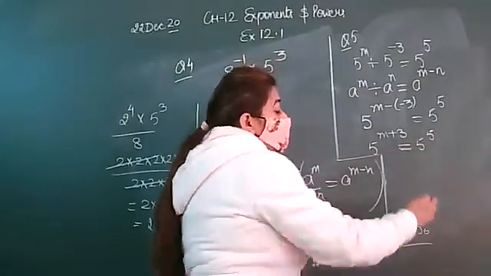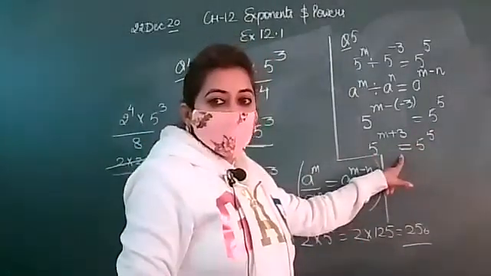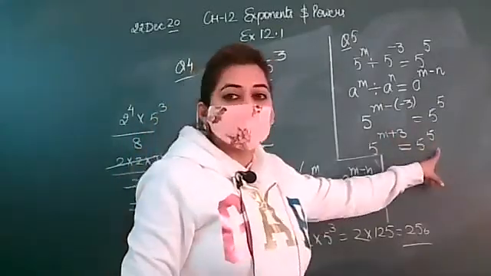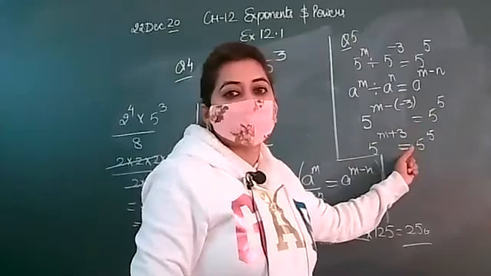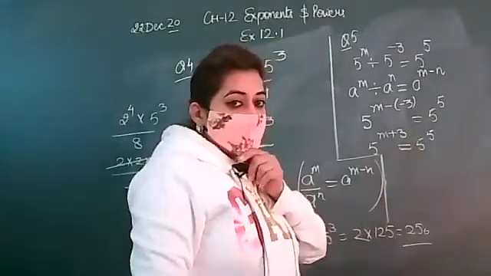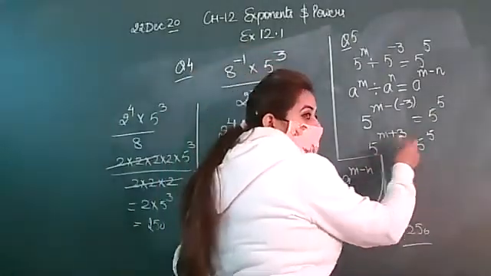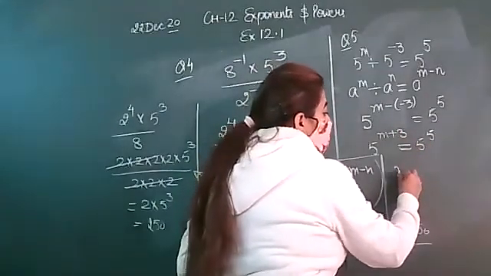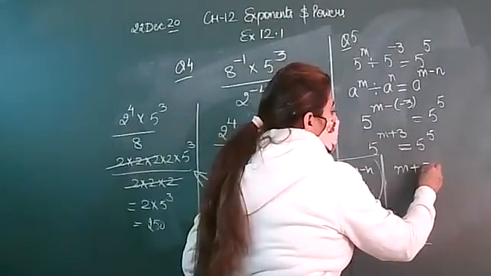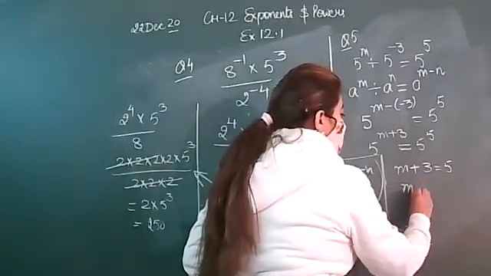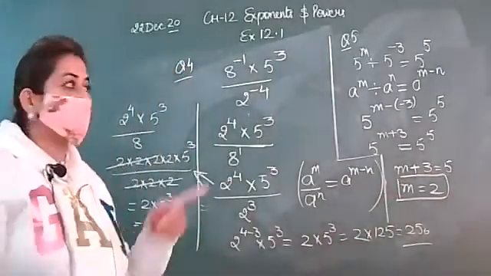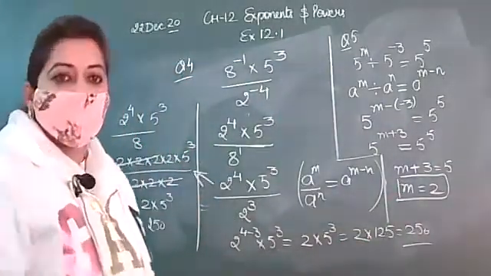Now look here, these two terms are equal. As you can see that bases are same, so powers must be same because they have equality sign in the middle. Both are equal, that means base will be equal to base and power will be equal to power. So let's equate the power. M plus 3 is equal to 5, so m is equal to 2. So in this we have to find the value of m, that we have got as 2.